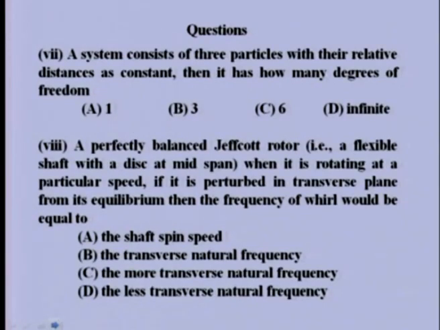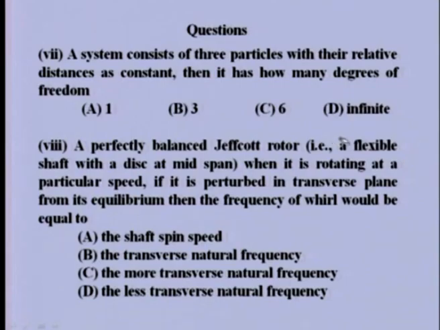Now, if we have a system that consists of 3 particles, we have already seen that 3 particles, if they have no relative motion, represent a rigid body. So, 3 particles with their relative distance constant, how many degrees of freedom does it have? Obviously, we are referring to a rigid body, and it is a 6 degree of freedom system. Now, a perfectly balanced Jeffcott rotor.